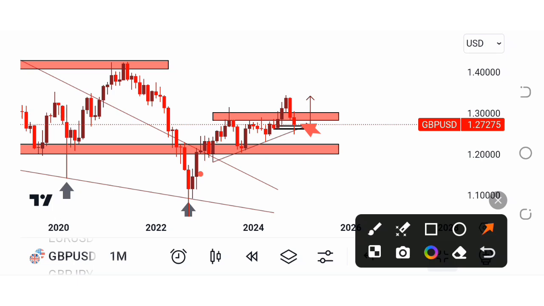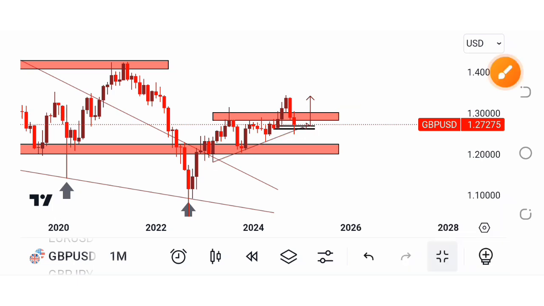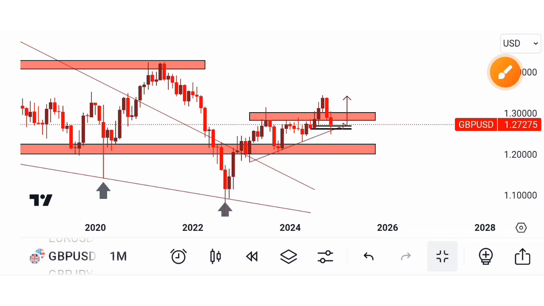So this candlestick has closed officially, and as you can tell, it didn't close below this bullish trend as I thought it would last week. So hence now my bias is changing.